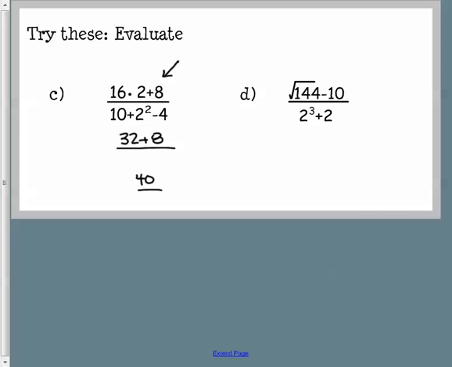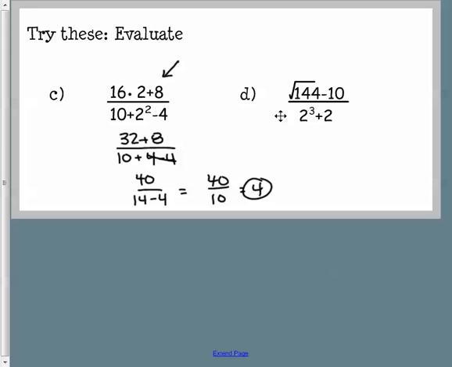Now I'm going to work the bottom. I'm going to first square the 2, which gives me 4, and I know 4 minus 4 is going to cancel each other out. You can do work steps like this as long as you are careful. For example, 14 minus 4, I'm going to check my work, and I know that that does equal 10, in fact. So 4 is my answer.